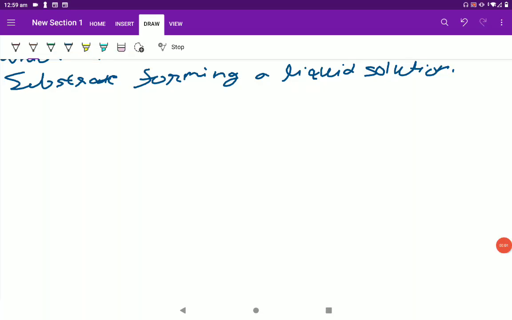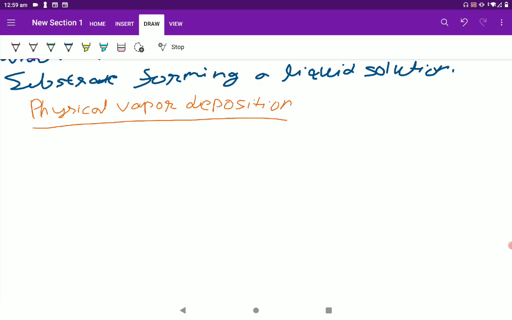Now in this lecture we are going to focus on physical vapor deposition process. So we can call it in short form as a PVD process.